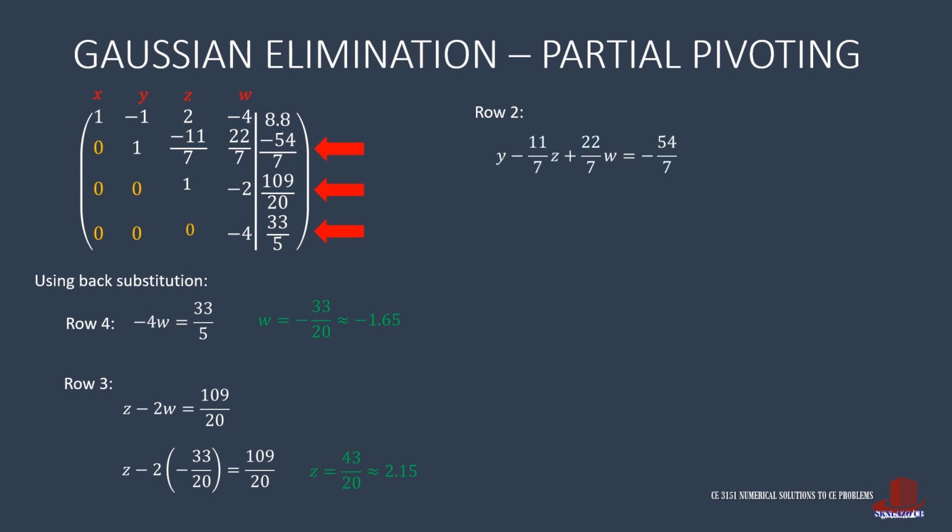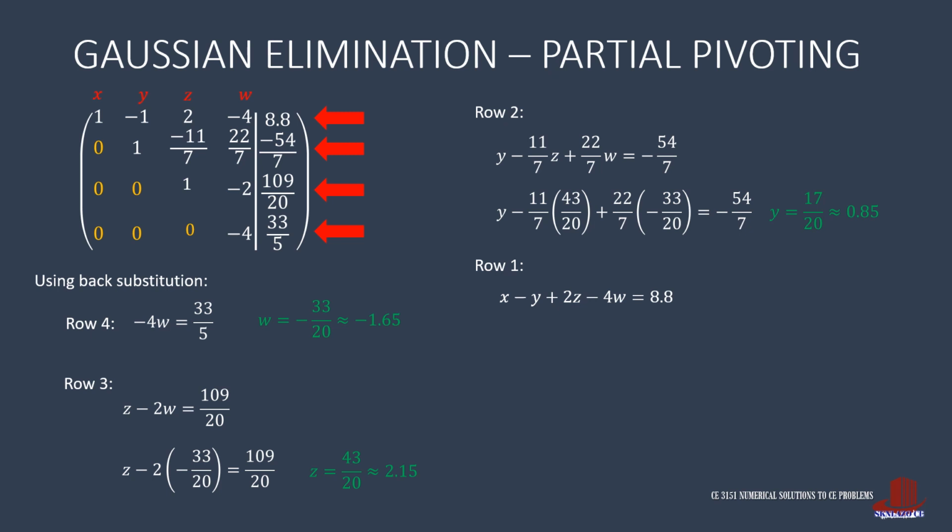Moving up again to row 2, the row shows y minus 11 over 7z plus 22 over 7w as equal to negative 54 over 7. By placing the values of z as 43 over 20 and w as negative 33 over 20, we get y as equal to 17 over 20 or 0.85.